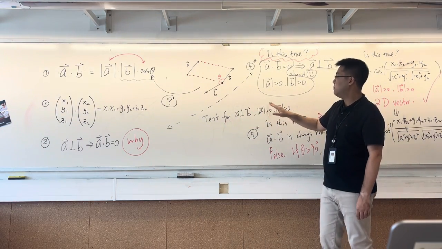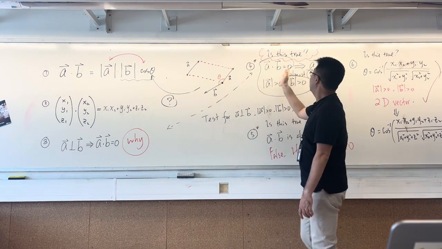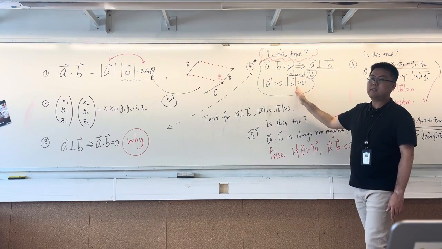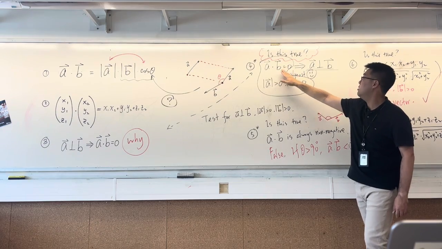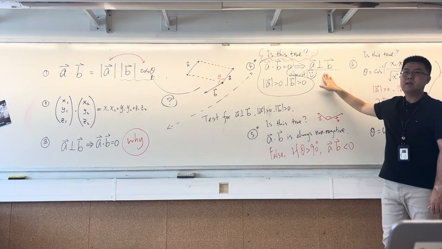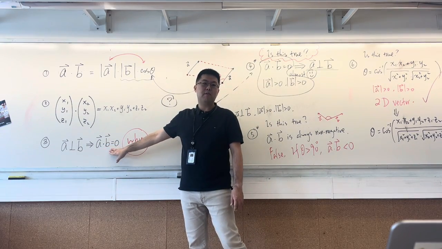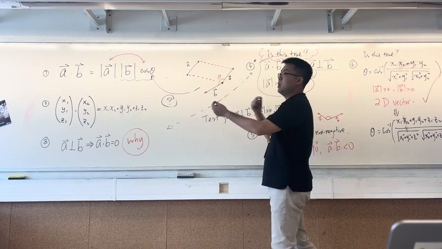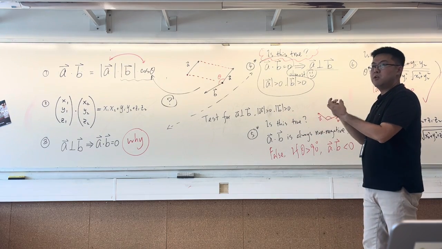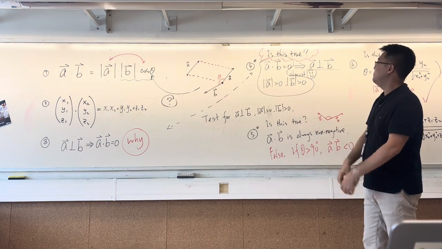If the dot product becomes 0, given that none of them is actually a 0 vector, if the dot product equals 0, that means they're perpendicular. And if they're perpendicular, then the dot product becomes 0. Right? So it goes both ways if they are both not 0 vectors.